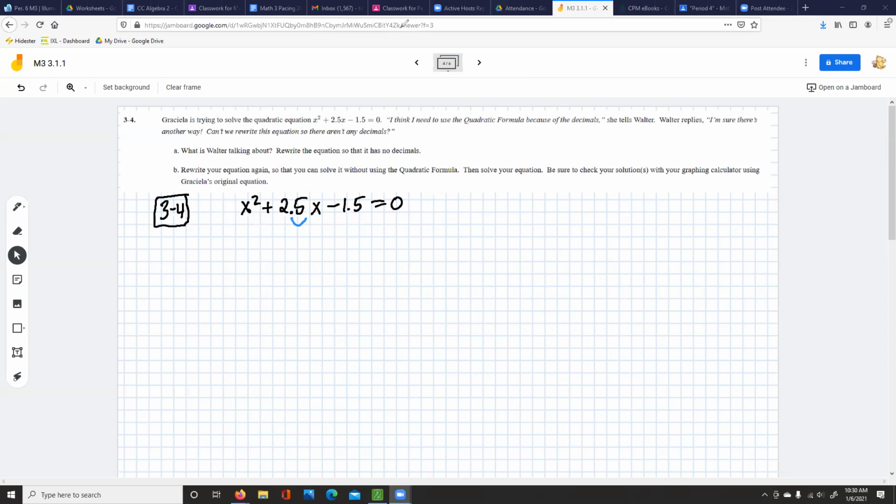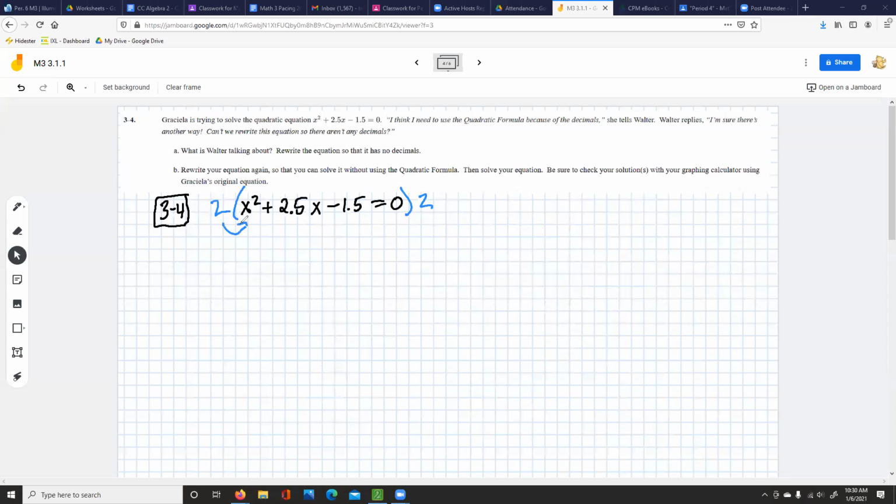Ethan says 2. I like it. Let's go with it. Let's multiply by 2 instead. Okay. 2 doesn't always work, but since these are 0.5, that's why 2 works. If this was a third, then you'd have to multiply by 3. If this was a sixth, then you'd multiply by 6, and so on and so forth.